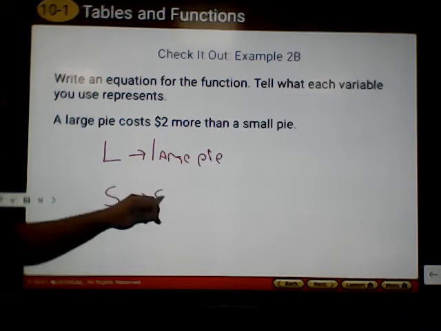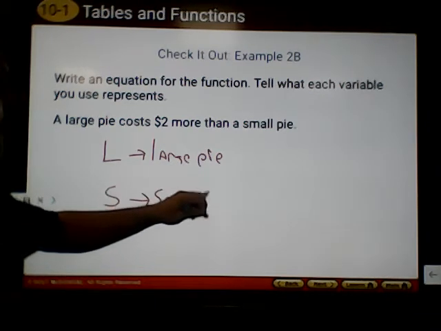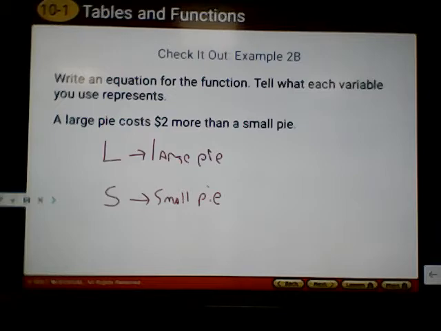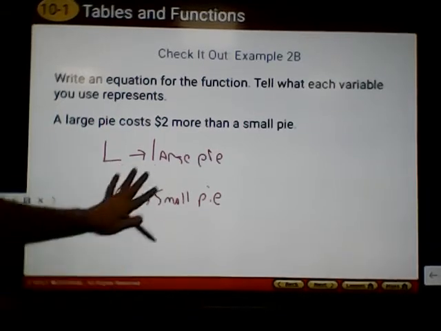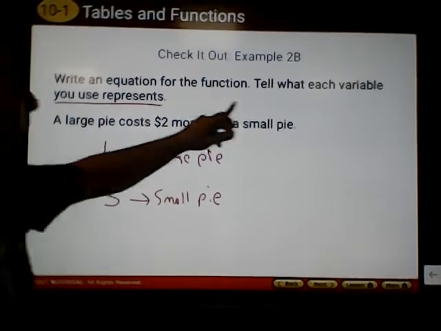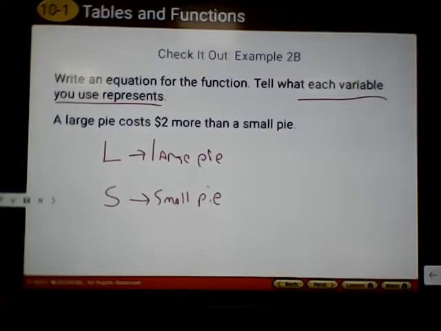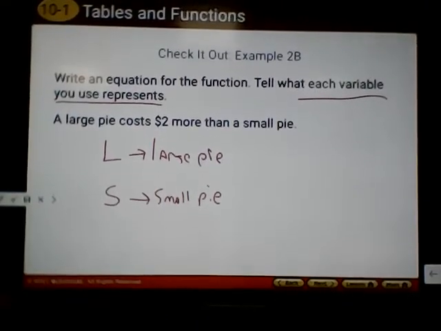This represents the small pi. Or you can use X and Y if you want. It doesn't really bother me which 2 letters you pick, but identify them. That's what it means right here. Identify your letters. So I know in my equation, the L represents the large, the S represents the small.